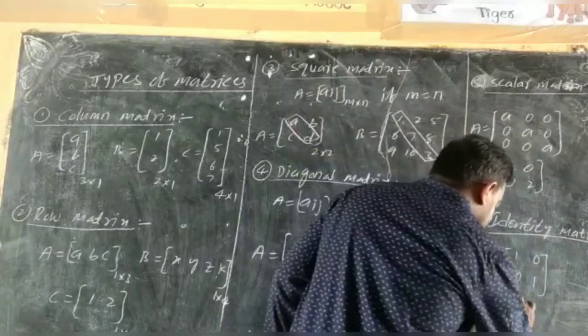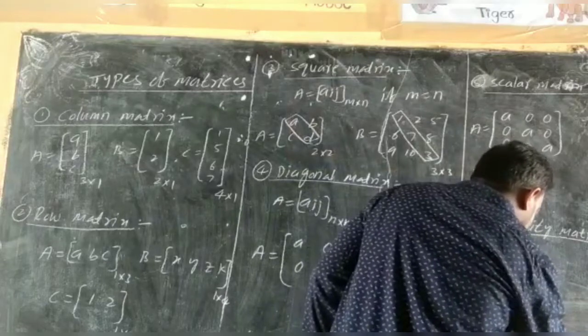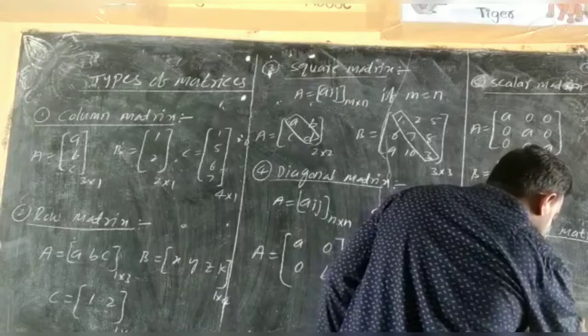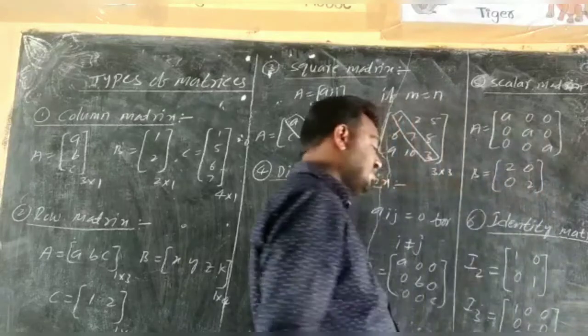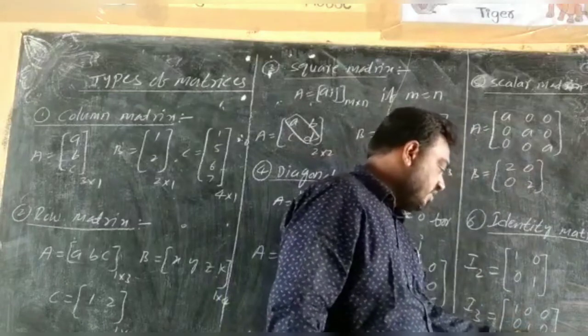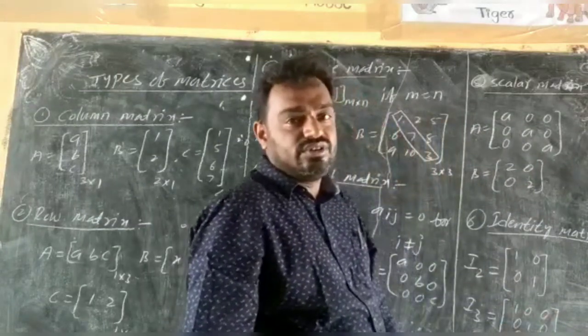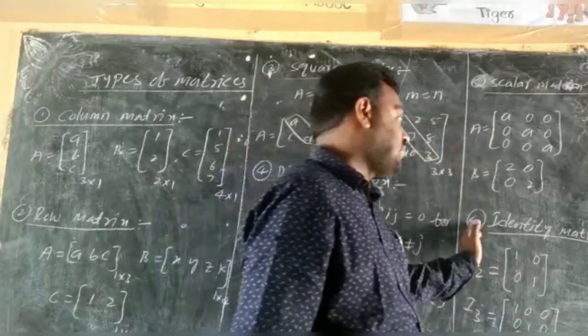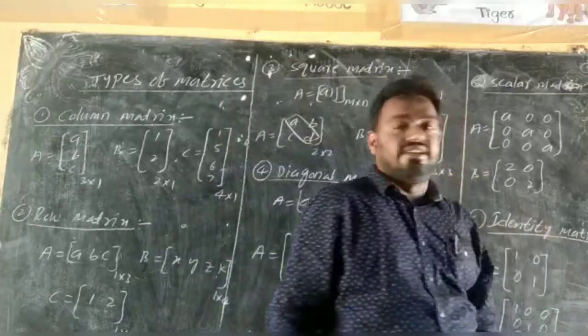Now you see I3, which is [1 0 0; 0 1 0; 0 0 1]. This is also an identity matrix, of order 3. The diagonal elements are equal to 1 and the non-diagonal elements are equal to 0. This is one of the types of matrices, the identity matrix.